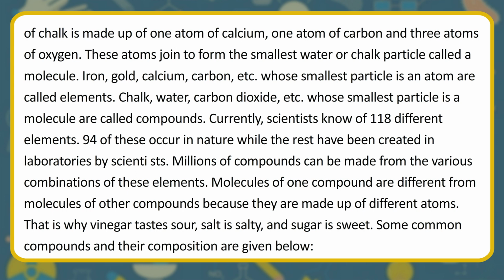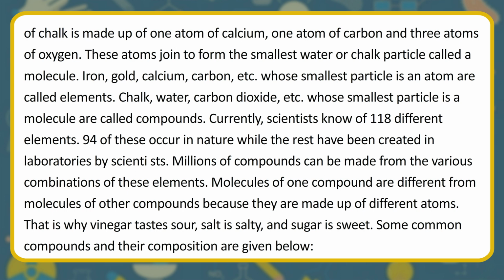Iron, gold, calcium, carbon, etc., whose smallest particle is an atom, are called elements. Chalk, water, carbon dioxide, etc., whose smallest particle is a molecule, are called compounds. Currently, scientists know of 118 different elements. 94 of these occur in nature while the rest have been created in laboratories by scientists. Millions of compounds can be made from the various combinations of these elements. Molecules of one compound are different from molecules of other compounds because they are made up of different atoms. That is why vinegar tastes sour, salt is salty, and sugar is sweet.